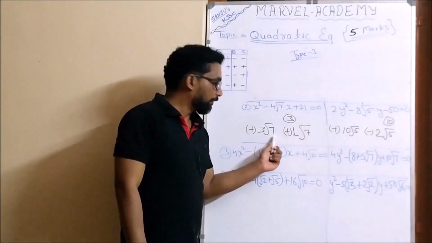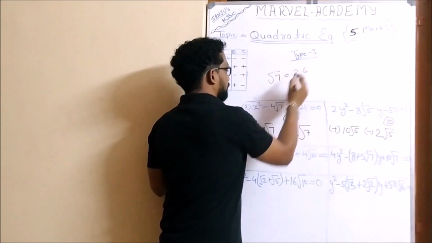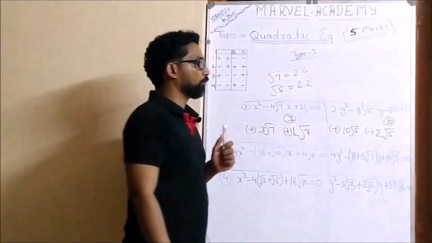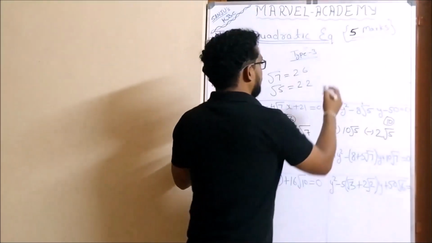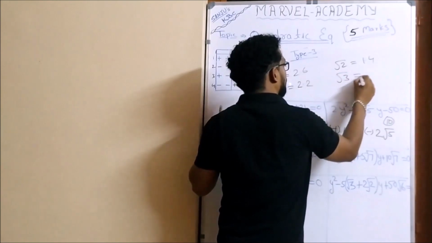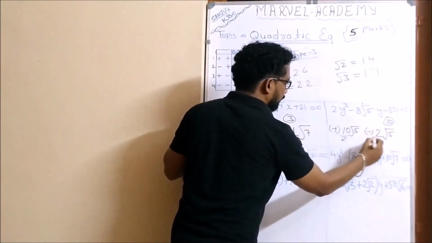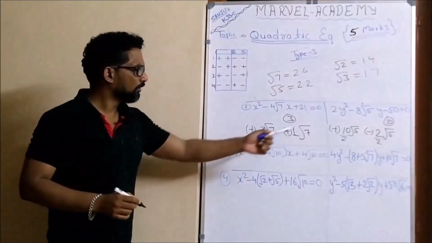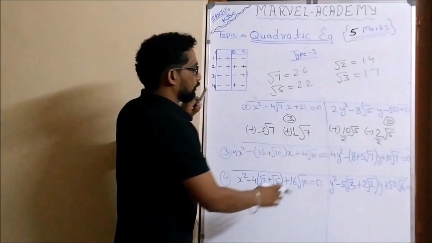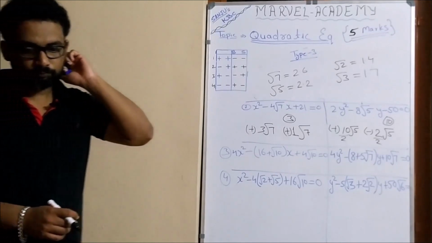Here the value of root 7 is 2.6 and the value of root 5 is 2.2. You have to remember that, like the value of root 2 is 1.4, the value of root 3 is 1.7. So either divide this by 2 or you can even cross multiply with the coefficient. Okay, so you will get 5 root 5 and 1 root 5.